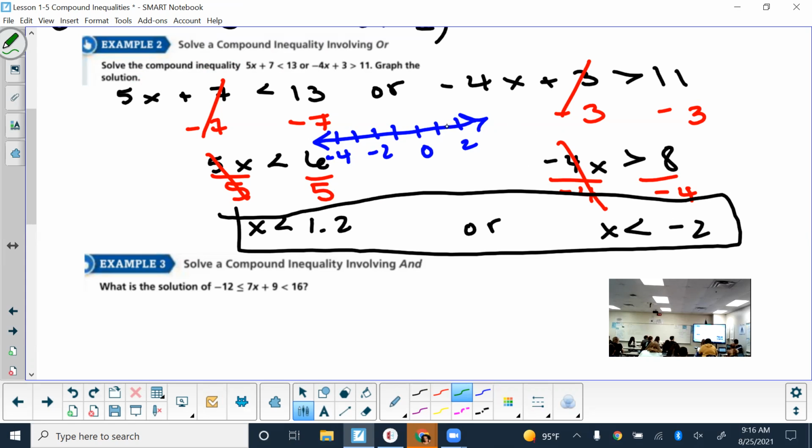Is this going to be an open or closed circle? All right, open. And then figure out what direction it'll point.